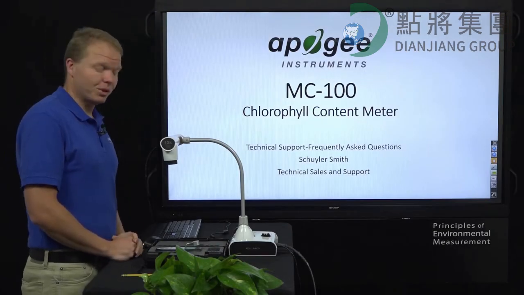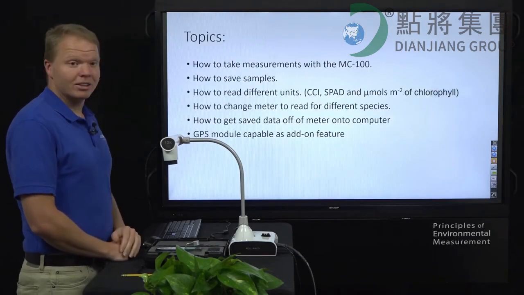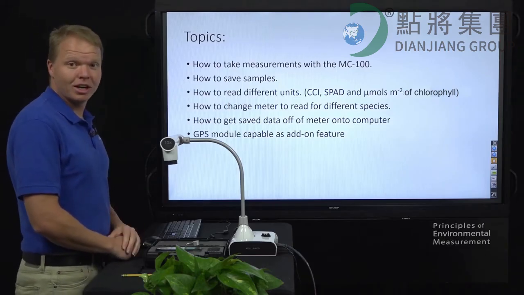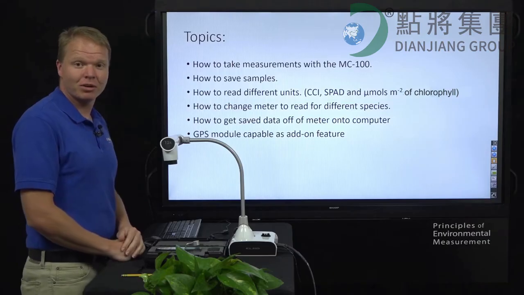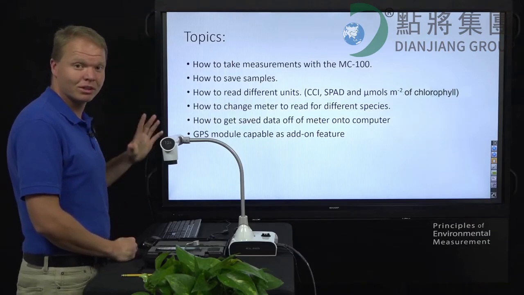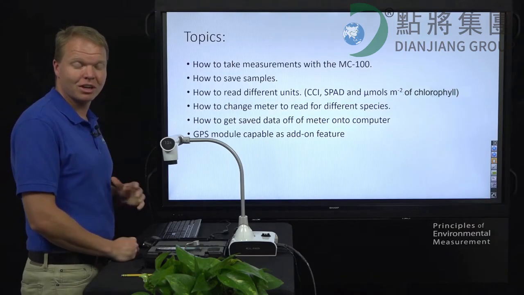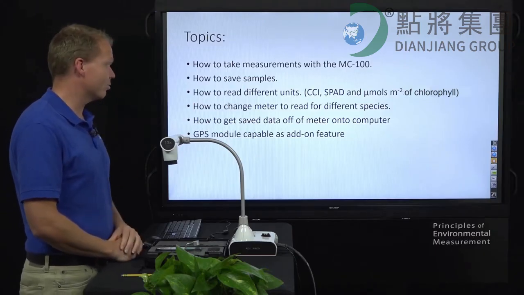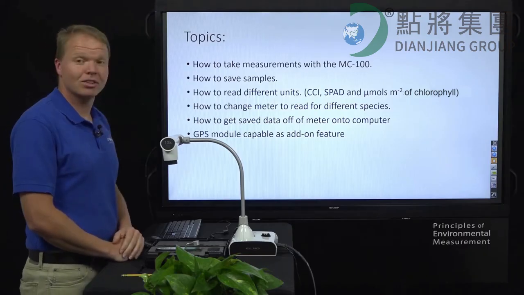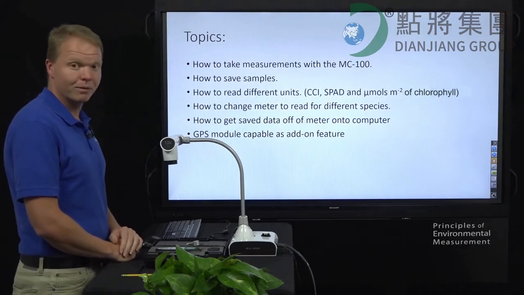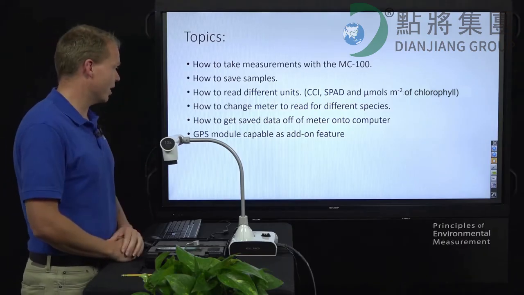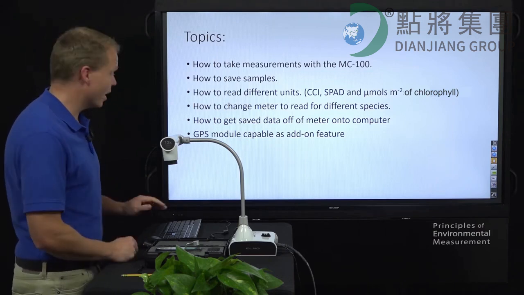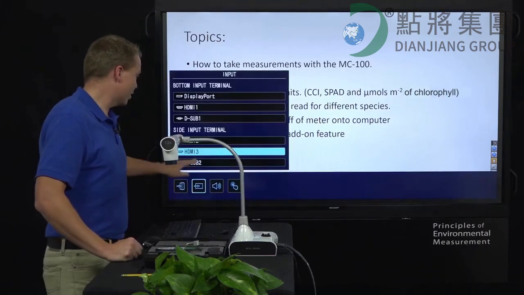We're going to do a demonstration with it. We're going to talk about how to take measurements with it, how to save samples, how to read the different units, the CCI units, the SPAD units, and the micromoles per meter squared of chlorophyll, depending on specific species, and then also a generic species we have for that. How to change the meter to read for those, and then how to get all the saved data off the meter onto the computer. Then we're going to briefly touch on if you want to add the GPS module as an add-on feature. To do that, we do need the overhead camera.